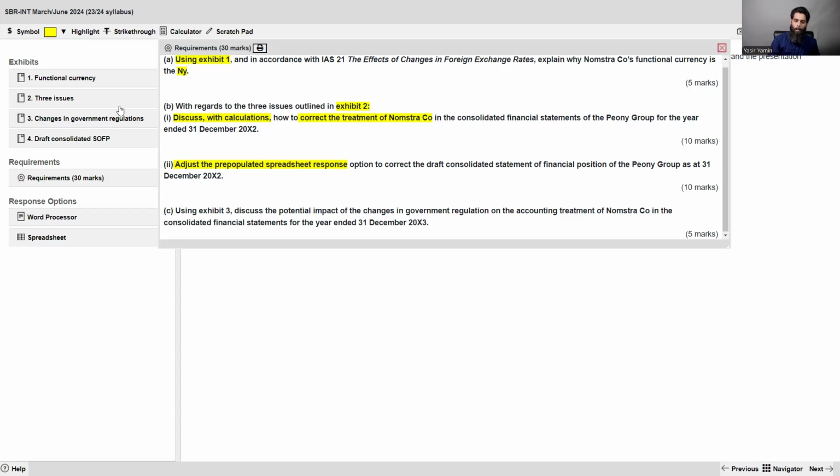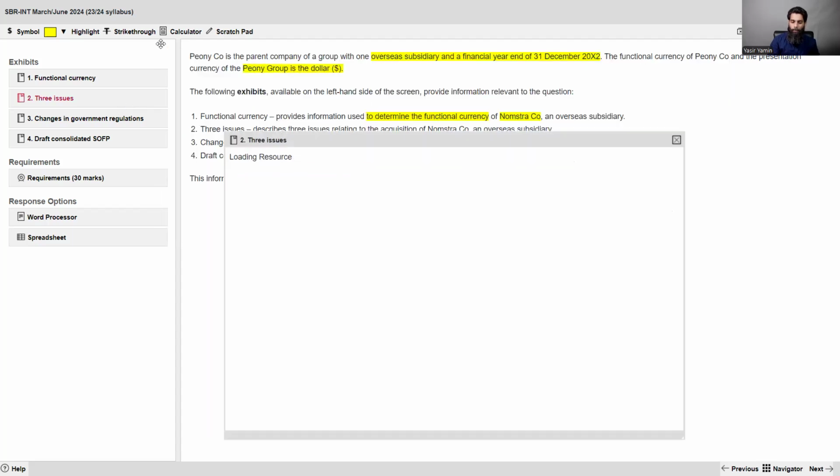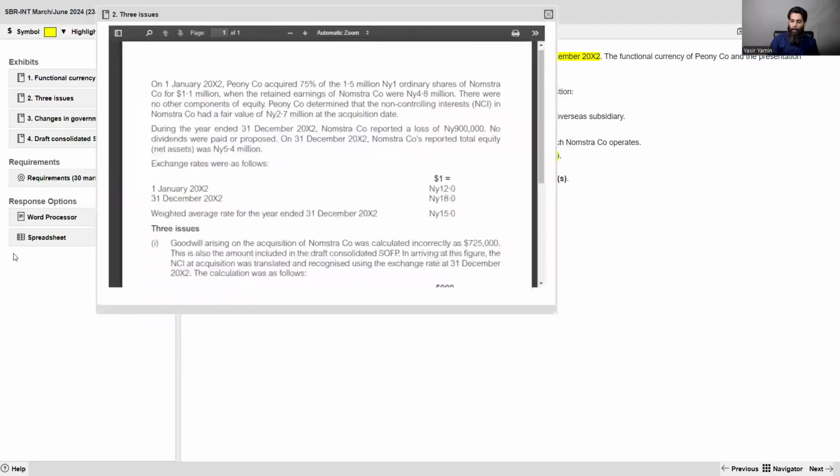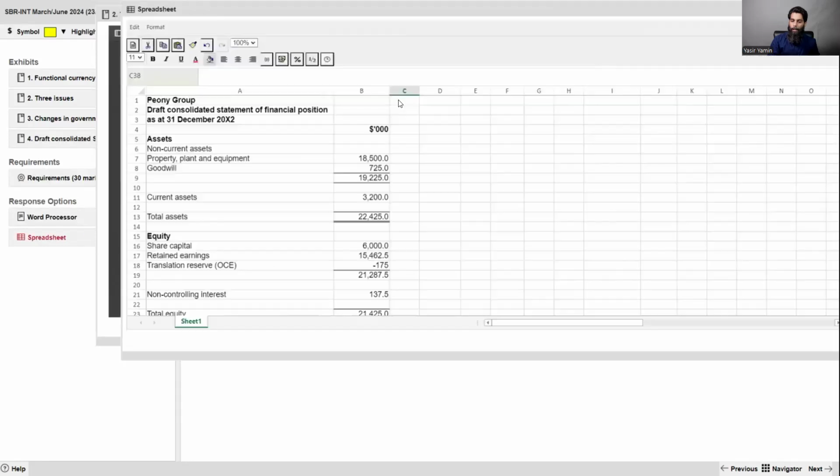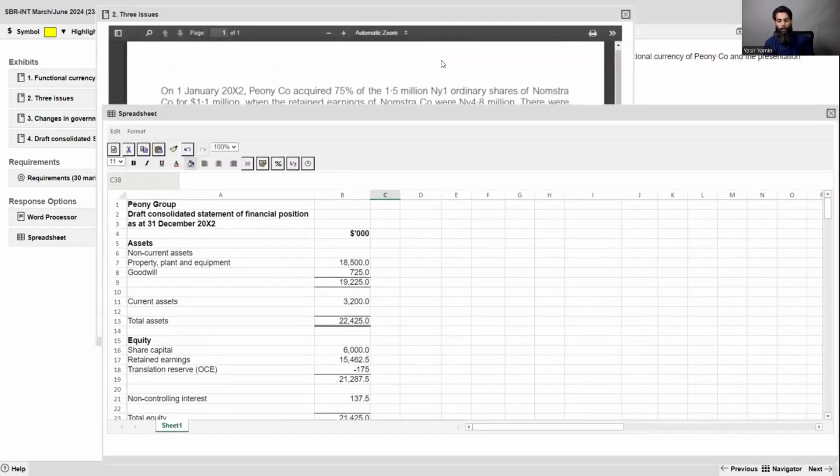So let us see what Exhibit number 2 actually has, right? And I'll be opening the spreadsheet response option at the same time. Why am I doing that? Because I know in the B part, I need to do two things. First of all, I need to do some workings. For that, I'll be using the spreadsheet response option. Next, I need to adjust the pre-populated sheet for the second part. And that is why I have opened the spreadsheet response option. I'll be doing the workings simultaneously.